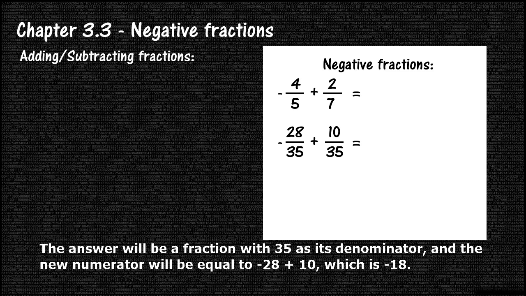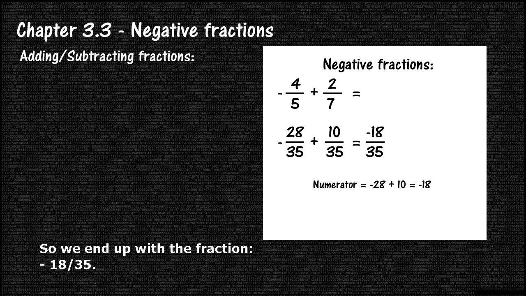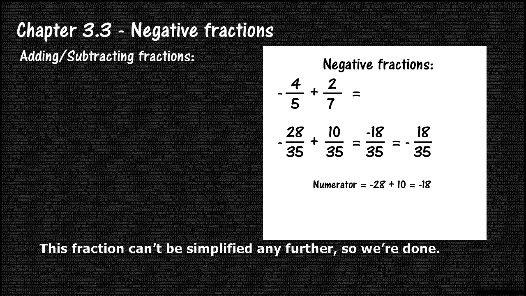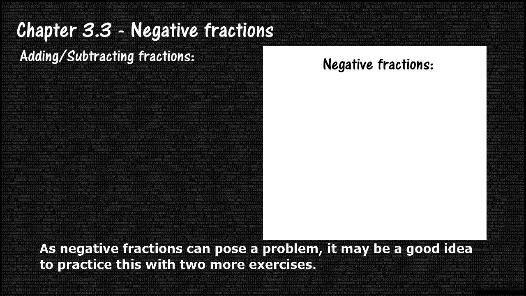The answer will be a fraction with 35 as the denominator, and the new numerator will be equal to minus 28 plus 10, which is equal to minus 18. So we end up with the fraction minus 18 over 35. This fraction can't be simplified any further, so we're done here. As negative fractions can pose a problem, it may be a good idea to practice this with two more exercises.